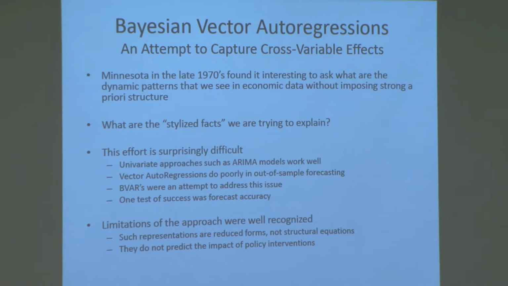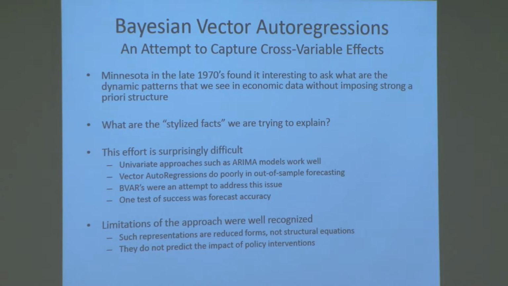At that time, and still today, very simple univariate approaches to forecasting work quite well. And when you try to generalize those in these large econometric models, what you find is they don't work nearly as well. The out-of-sample forecasts, of course, they can fit in sample very easily, but out of sample, they tend to do very poorly. And so the Bayesian vector autoregressions were an attempt to address this issue. And we looked at forecast accuracy as kind of the first order measure of success. Could we improve the forecasts from a univariate specification by bringing in cross-variable information?